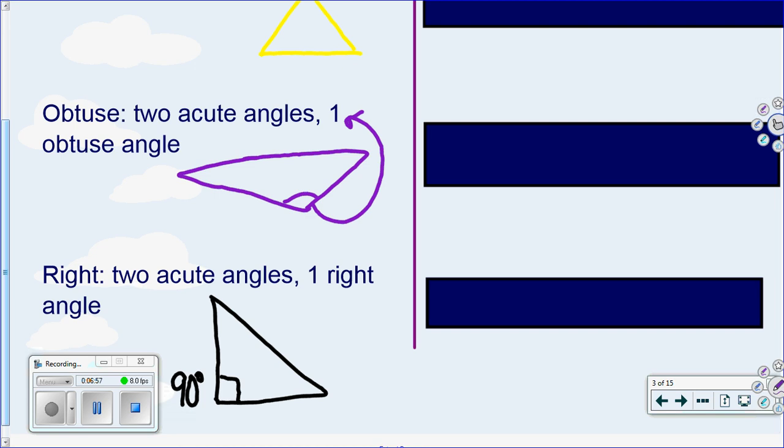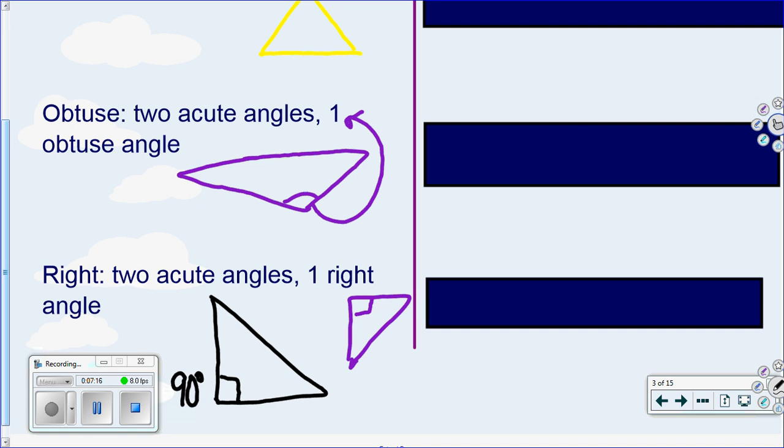A right triangle. It doesn't always have to be in the corner like that. Sometimes it could look like this. That is still a right triangle. A right triangle has one that's 90, and the other two are something else.